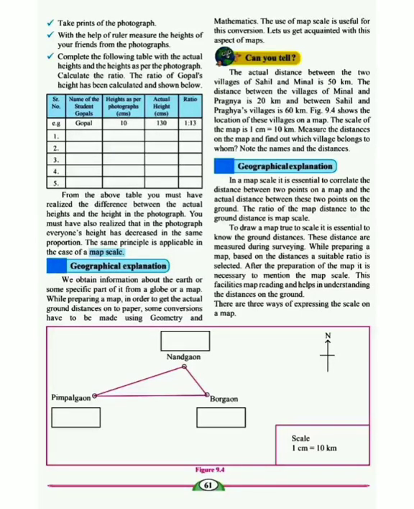Geographical explanation. In a map scale, it is essential to correlate the distance between 2 points on a map and the actual distance between these 2 points on the ground. So in a map scale there should be a correlation, a relation between the ground measurements in real life and the measurements shown on the map. The ratio of map distance to the ground distance is the map scale. So what do we mean by map scale? It is a ratio of map distance to the ground distance.